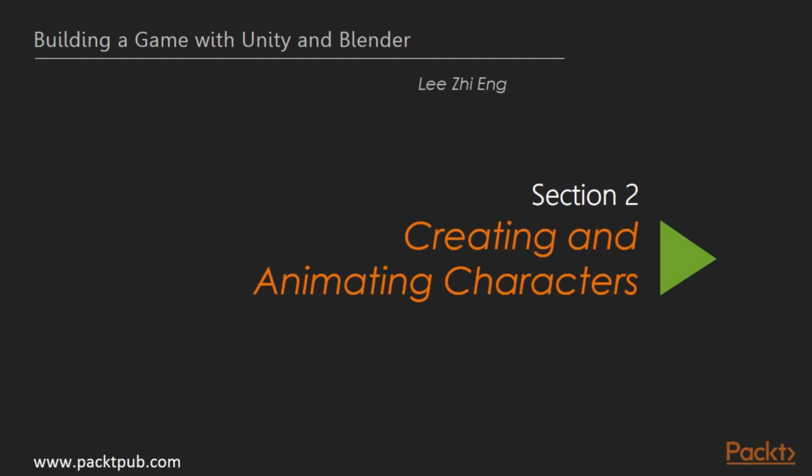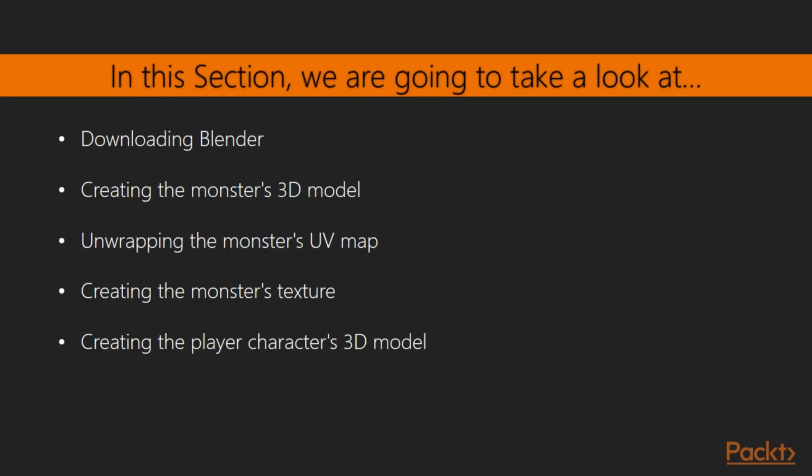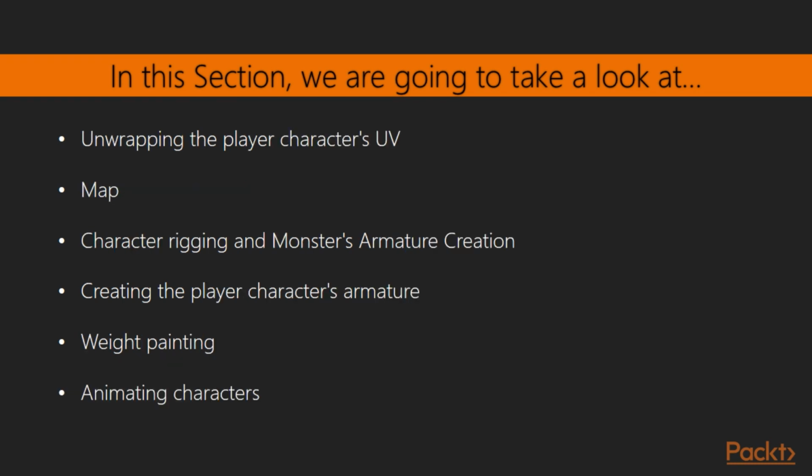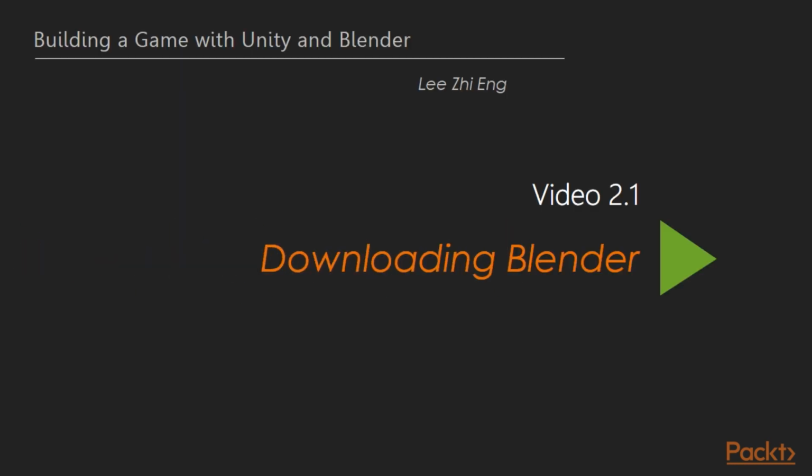Hi, and welcome to the second section of this course, Creating Characters. In this section, we will be downloading Blender for Windows, Mac OS X, or Linux, and looking at the basic user interface of Blender. Then, we will be creating a 3D model of the monster and a 3D model of the player character from scratch. By the end of this section, we will be unwrapping UV and creating a texture for the monster and the player character. Now we move on to the first video of this section that deals with downloading Blender.